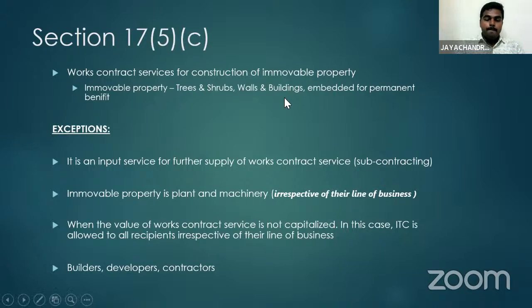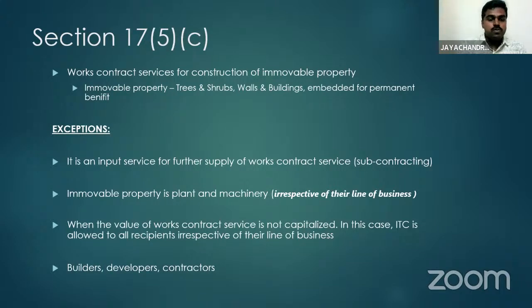Say, for example, a businessman is constructing an office building or factory building to run a factory, to set up his machines and all. He would have availed these works contract services for the construction of immovable property. He cannot claim that ITC, but there is an exception.